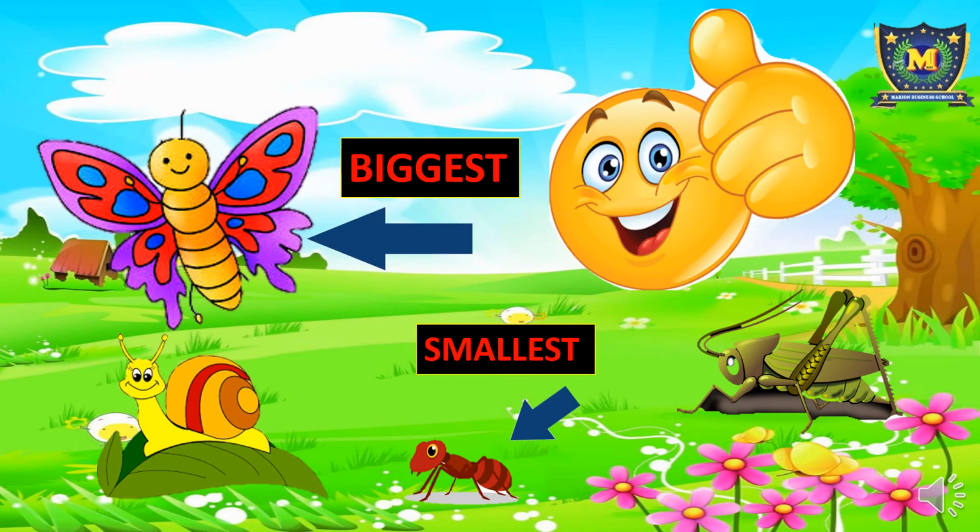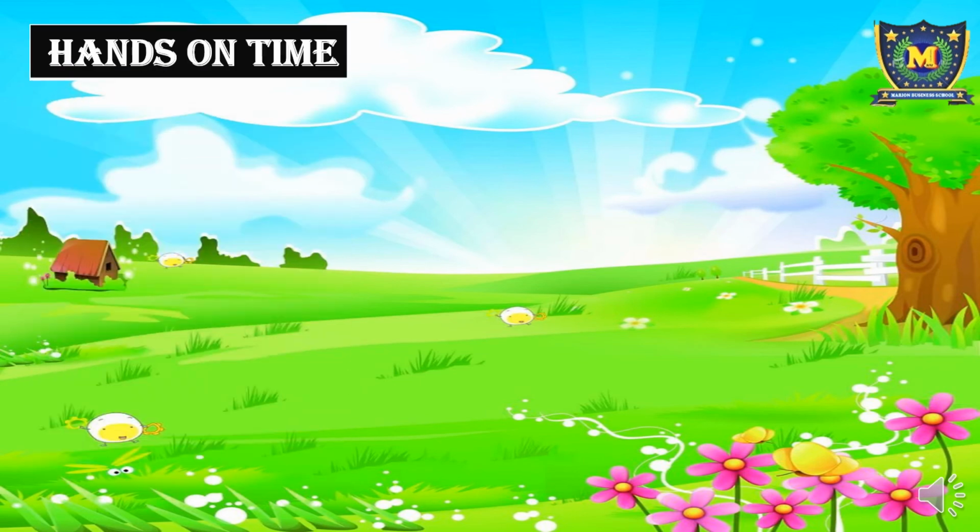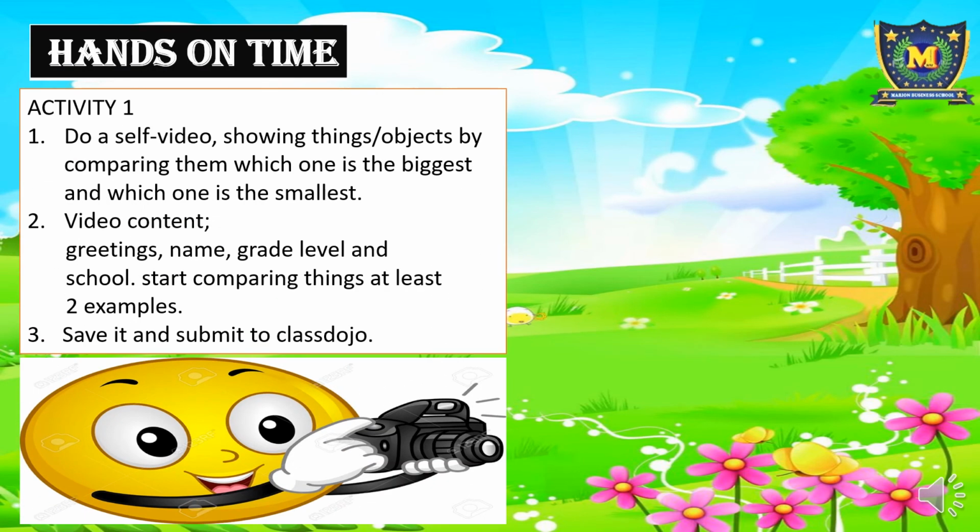Great job. Now this time, for your hands-on, you have to make a self-video showing things or objects, comparing them to show which one is the biggest and which one is the smallest. Here's the content of your video. First, greetings, name, grade level, and school. Then start comparing things, at least two examples. When done, save it and submit to Class Dojo.